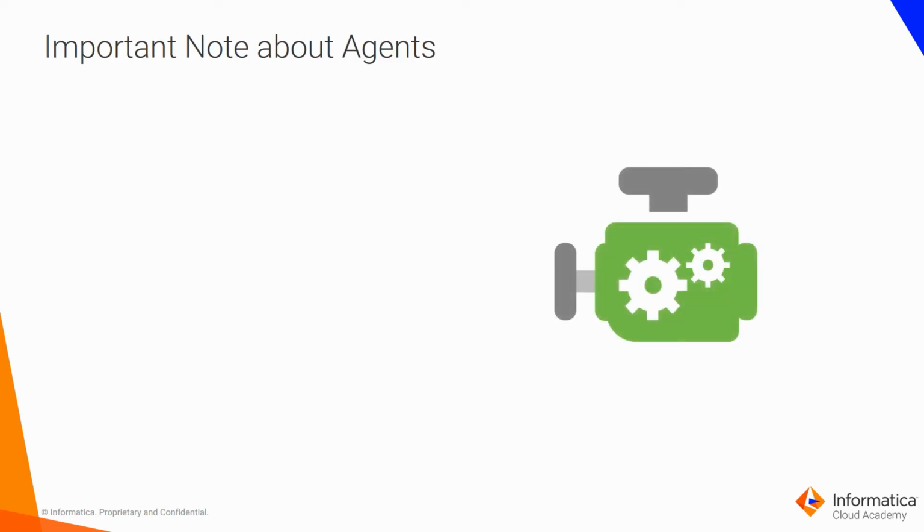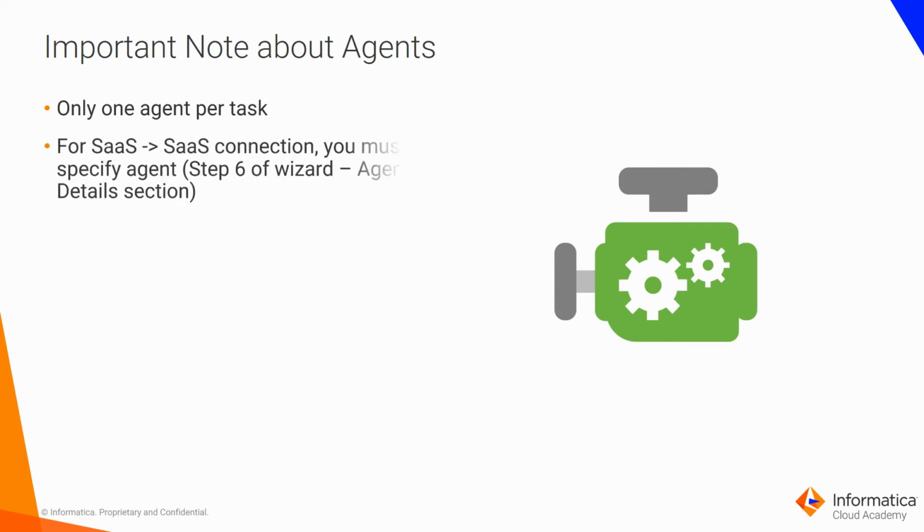Remember that the agent is what actually runs the task. So you can only have one agent per task. If you attempt to use two different agents in a single task, you will get a runtime error. Note that this also includes the agent used in any lookup connections as well. The exception is for SaaS connections. When you have a task with a SaaS source and a SaaS target, for example, a Salesforce to Salesforce task, you must specify which agent to run the task. This is done in step 6 of the data synchronization wizard.